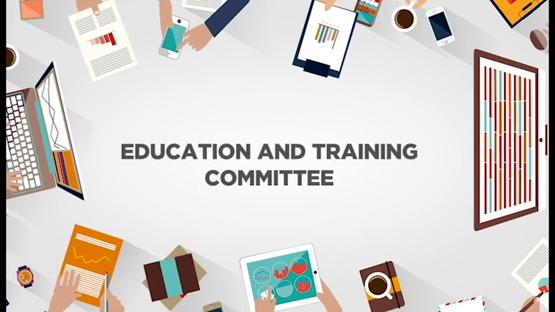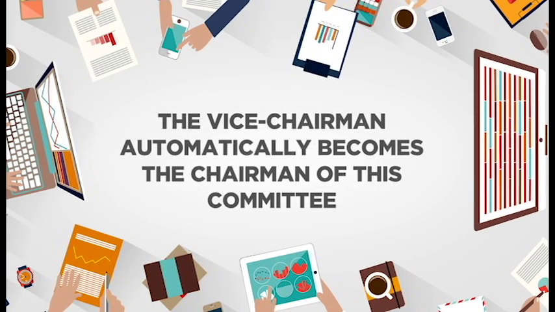Education and Training Committee. It plans and implements education and training programs for the members, officers, employees, and prospective members of the cooperative. The members of this committee may come from the board or the general membership. The vice chairman automatically becomes the chairman of this committee.